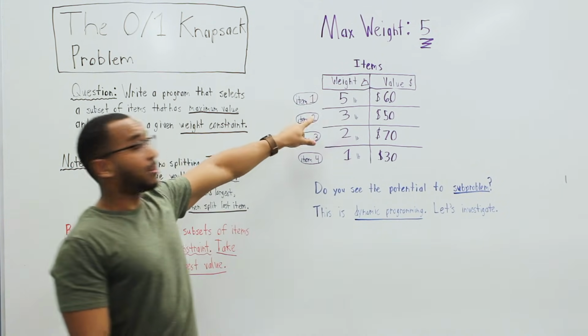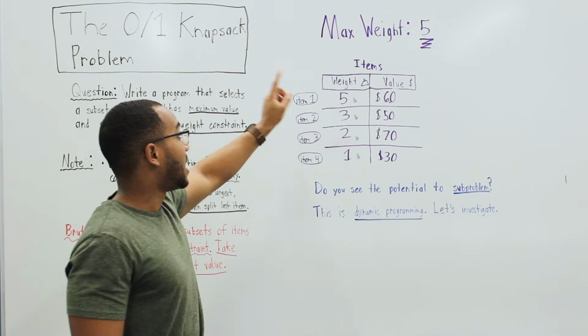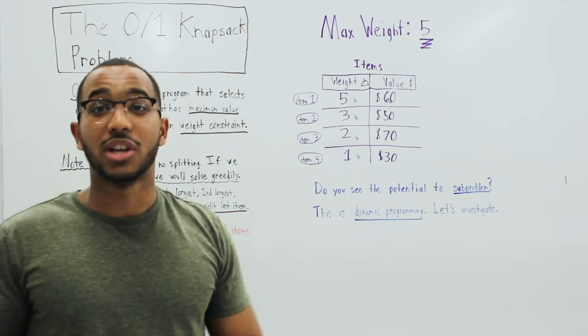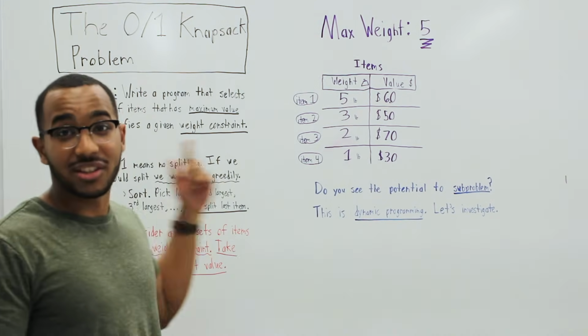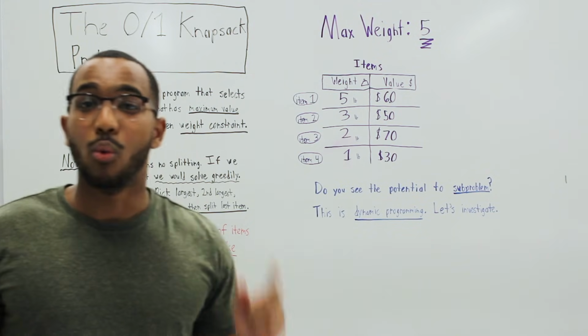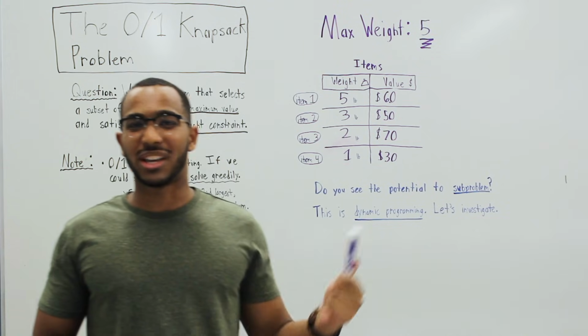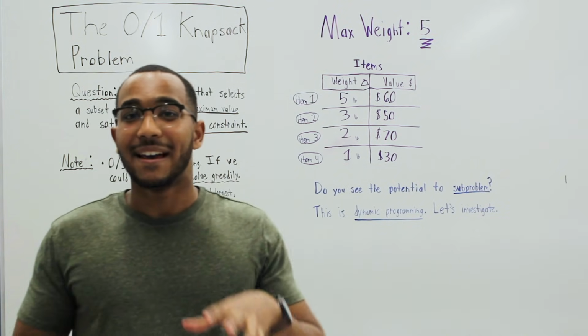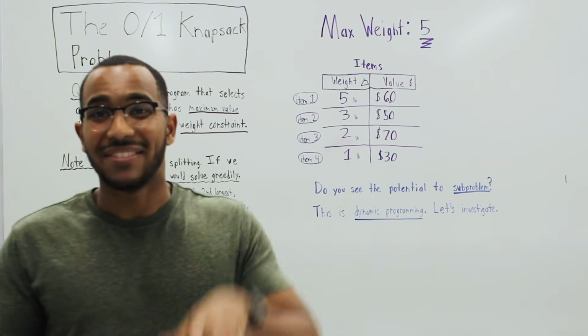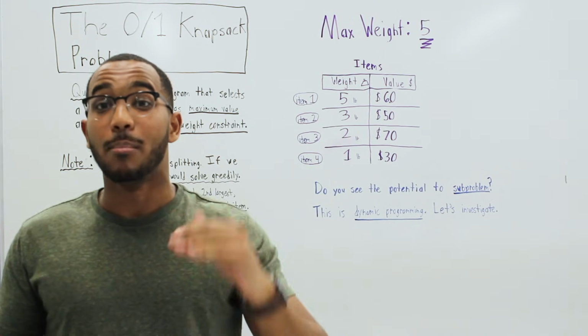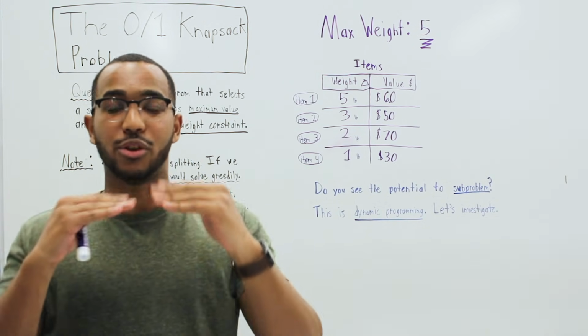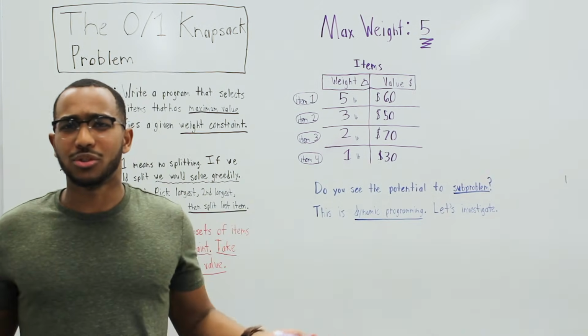And we're given an item that's 5 pounds worth $60, an item that's 3 pounds worth $50, an item that's 2 pounds worth $70, and an item that's 1 pound worth $30. So these are the items we're given. We're told, pick whatever subset of these items that is less than 5 pounds, but maximum in dollar value. We want the maximum dollars. How do we do this?